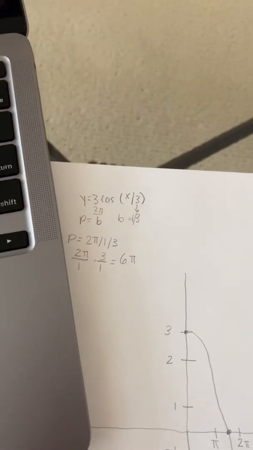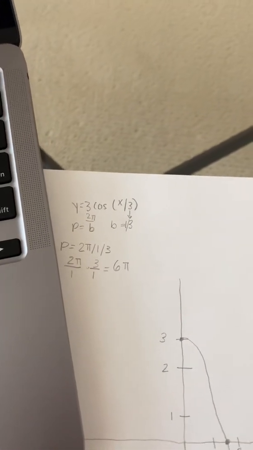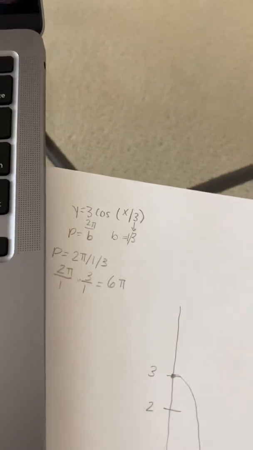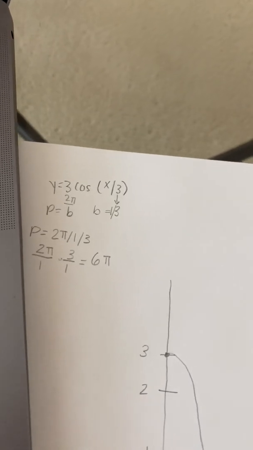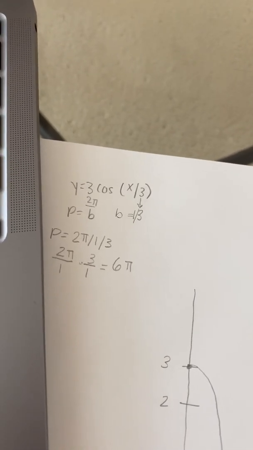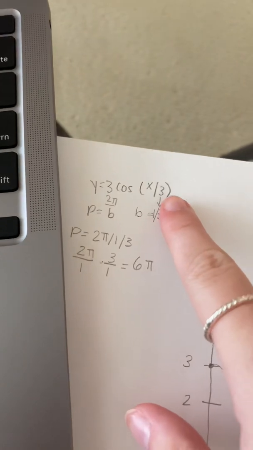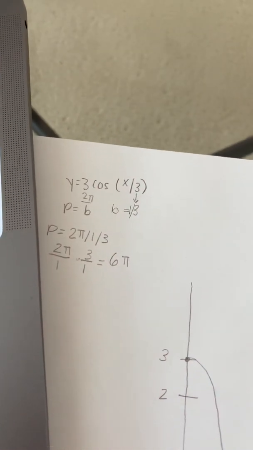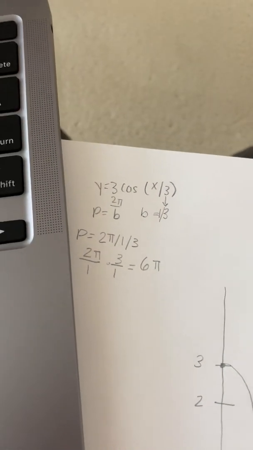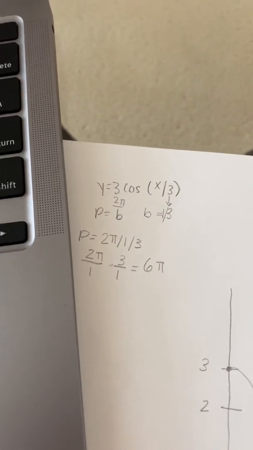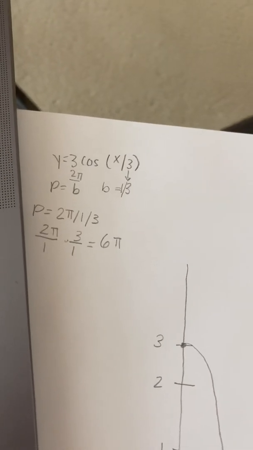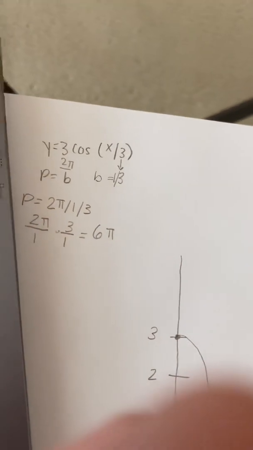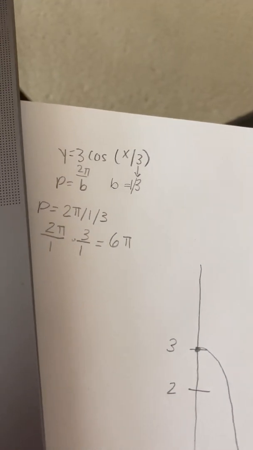Okay, so my equation was y equals 3 cosine x over 3. The first thing I did was solve to find the period. So we know our b value is 1/3, because x over 3 would mean that the b value is 1/3. To solve for period, it's 2 pi over b. So our period would be 2 pi over 1 over 3.